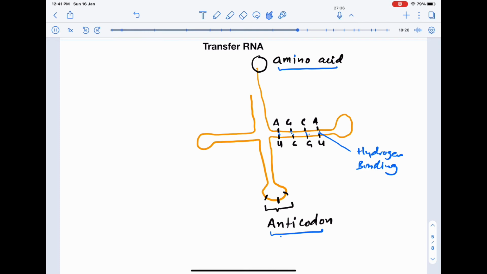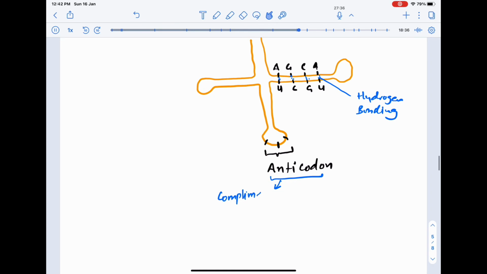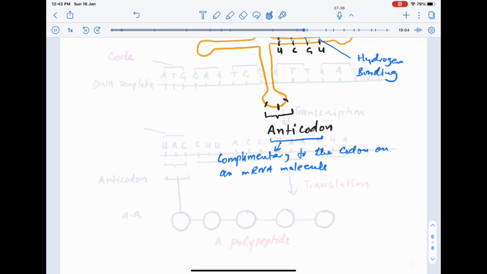This anticodon is complementary to the codon on an mRNA molecule. So this transfer RNA binds with an mRNA on a specific codon which is complementary to the anticodon.